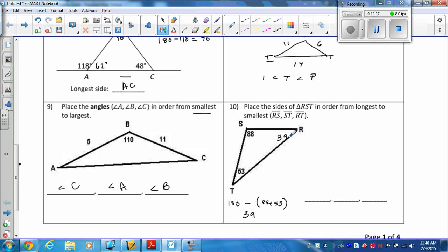Now it's easy for me to see that this is the smallest angle, so this must be the smallest side. Again, they said longest to smallest, so ST is going to be the last one, the smallest. And 53 is next, so this one's going to be in the middle, SR, and the longest side is TR.